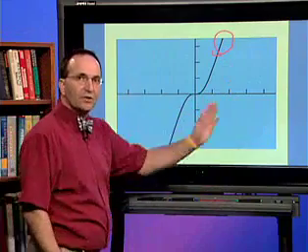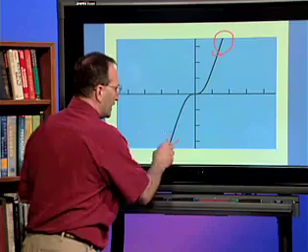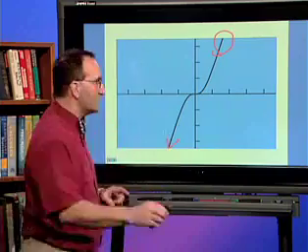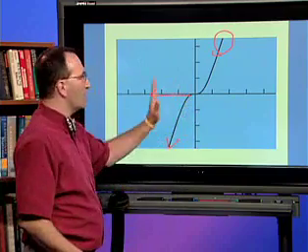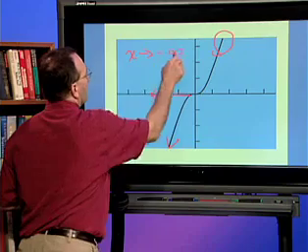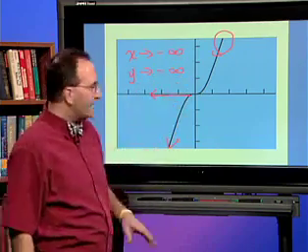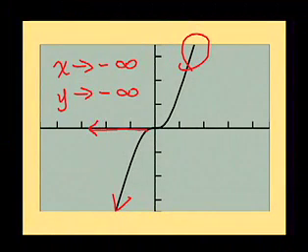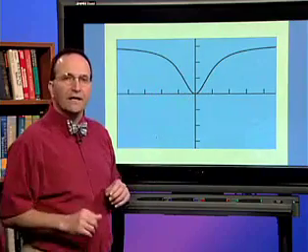That is, as x goes to infinity, y goes to infinity. But what about on this end right here? Well, what's happening this time is, as x goes to negative infinity, as the x values go this direction, the y value is also going to negative infinity. That is, it's going down, down, down. All right, so let's take a look at this graph here.